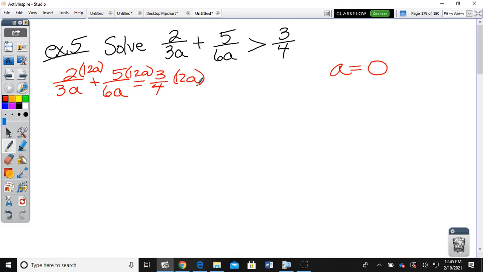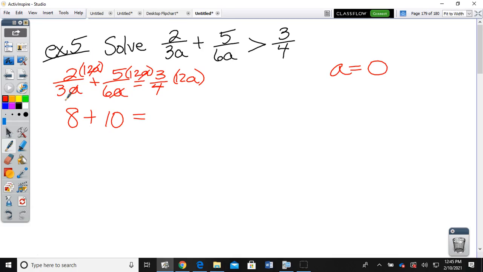Yeah. Yes. All right. So what's 2 times 12a? 24a divided by 3a. 8 by fraction. Plus 5 times 12a is 60a divided by 6a is 10 by fraction. Why don't you bring the a? Because the a is what? Oh. The a is canceling. Now it doesn't cancel here.